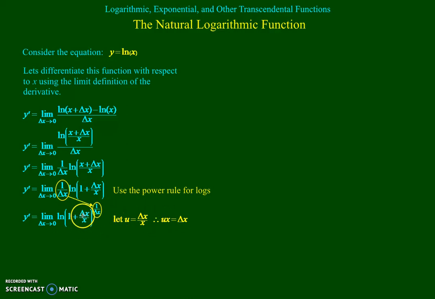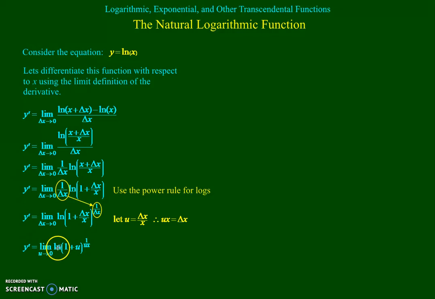And so we're going to use those two in the next statement. We're going to replace this with u, and we're going to replace this denominator in the power with ux. And here we have that substitution. We've made that substitution in several places. First, we've taken the delta x over x, and we've set it equal to u here. We've taken this 1 over delta x, and we've replaced it with 1 over ux, since delta x is just ux.